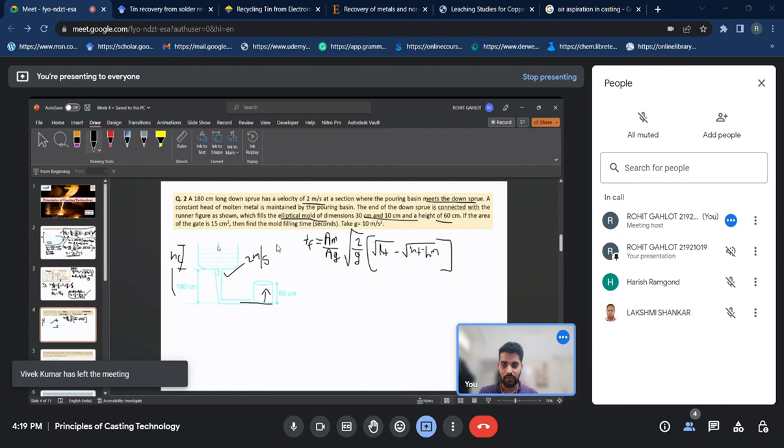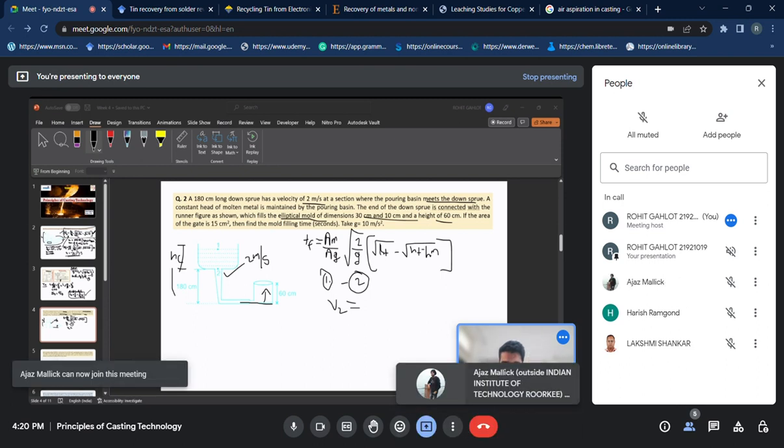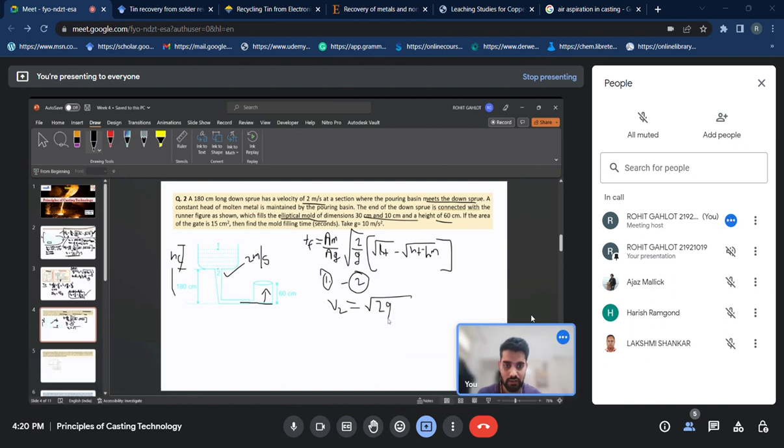When we apply the Bernoulli equation between point 1 and point 2, P1 by rho g, we will get directly V2, the velocity at point 2, as root 2g HC.